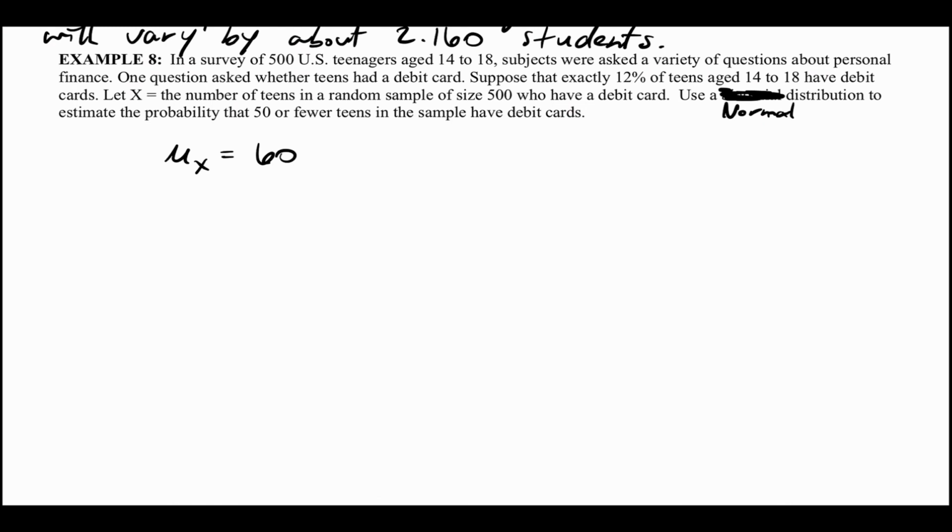Apparently all the teenagers combined. Millions, right? So we're not talking about 500. We're actually talking about millions. So if I take one away over millions, it's not going to matter. It's still going to be 12%, right? So we're not talking about 500. That's why this is a different question. Two words: population versus sample.